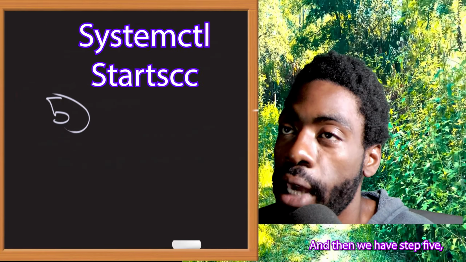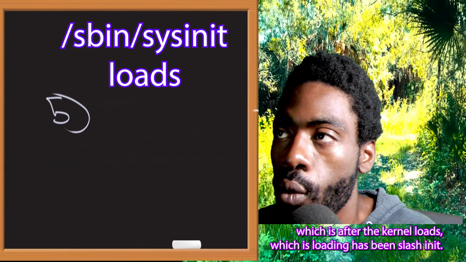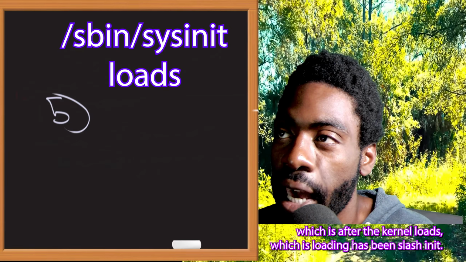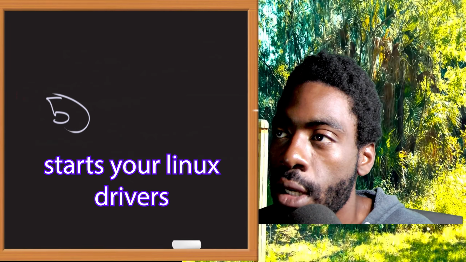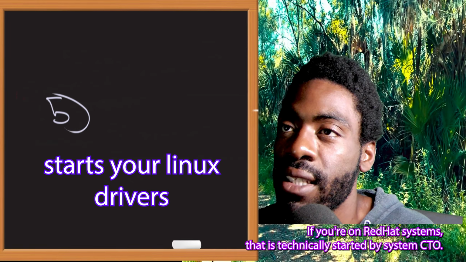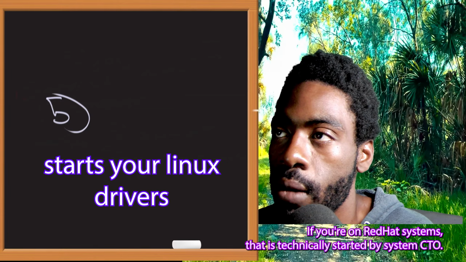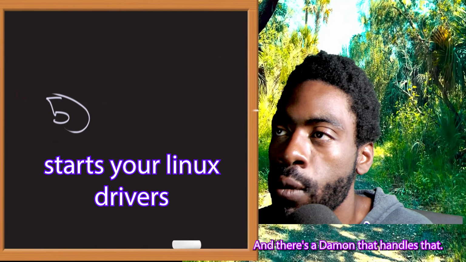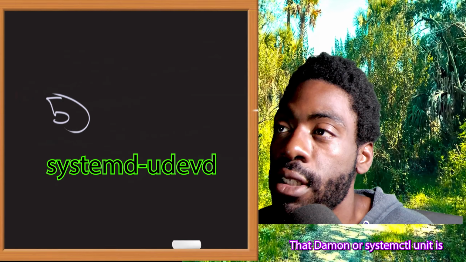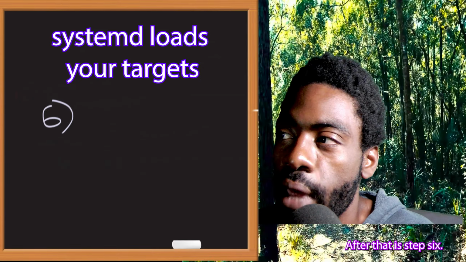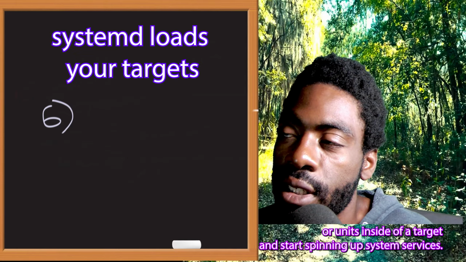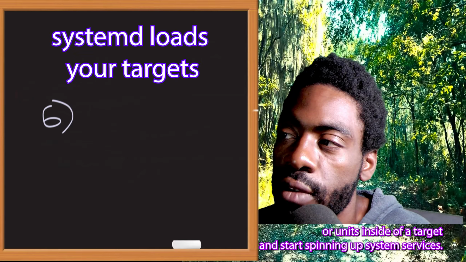And then we have step 5, which is after the kernel loads, which is loading sbin/init. And this is basically what starts your drivers. If you're on Red Hat systems, that is technically started by systemctl, and there's a daemon that handles that. That daemon or systemctl unit is called systemd-udevd. After that is step 6, which is where systemd processes all the different targets or units inside of a target and starts spinning up system services.